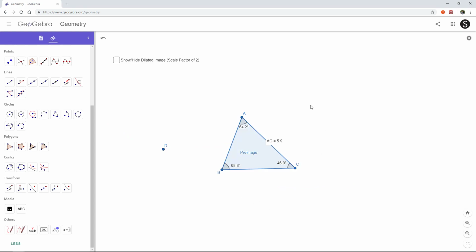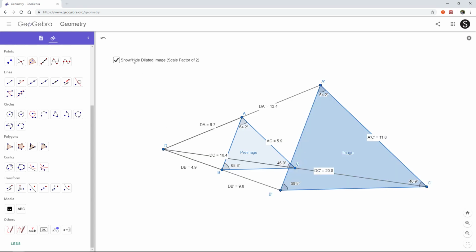Okay. So we have our pre-image and we have our point. Now I went ahead and showed the measurements for each of the angles, and I also showed the measurement for one side length. Now if we were to dilate this pre-image by a factor of 2, what'll happen is the image will have the same angles as our pre-image, but the distances will be multiplied by the factor. So since our factor is 2, the distance, for example, between D and A would be multiplied by 2. So let's show the dilated image, and let's observe each component.